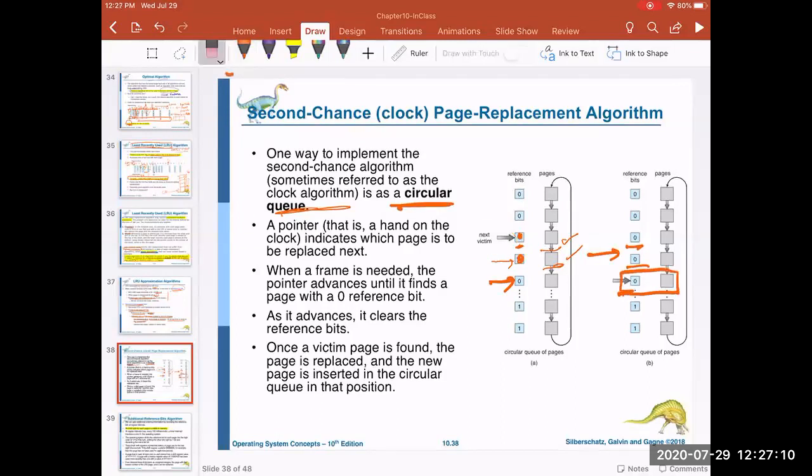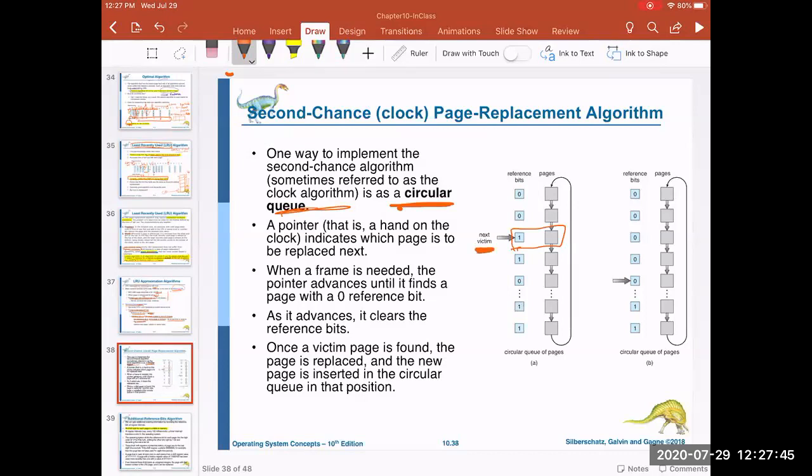Is it clear? What I'm saying is that for each frame, we keep a reference bit, and that reference bit is used to identify whether the page is referenced or not. If it is referenced, it will become 1. If it is not referenced, it stays 0, because it starts with 0. Now we have to find the victim, and this algorithm is implemented based on a circular queue.